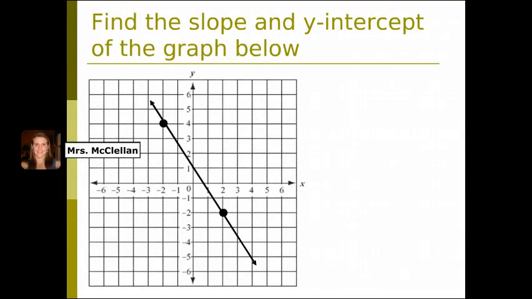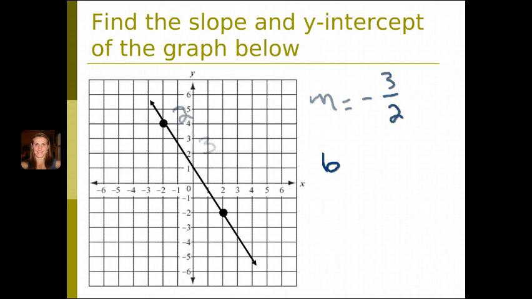Find the slope and y-intercept of the graph below. Y-intercept is pretty easy to recognize because it's where it's crossing your y-axis. So our b is positive 1. Slope, we need to do rise over run. If we rise and run, you'll see that you rise 3, run 2. However, it's very important to recognize that this line is a negative line. So your slope is negative 3 over 2. And again, the y-intercept is 1.